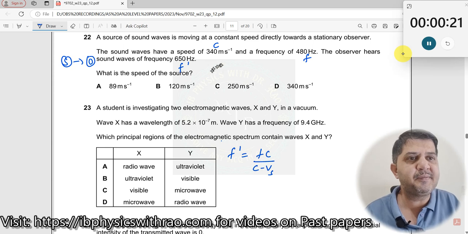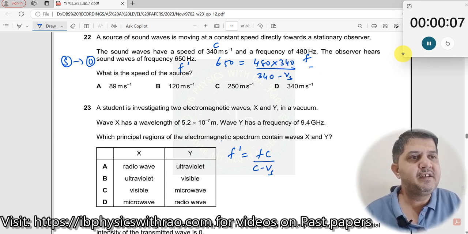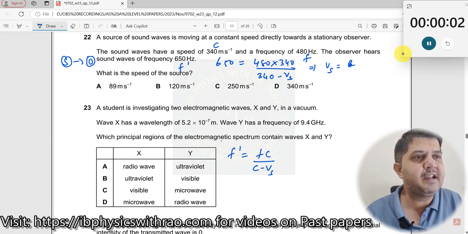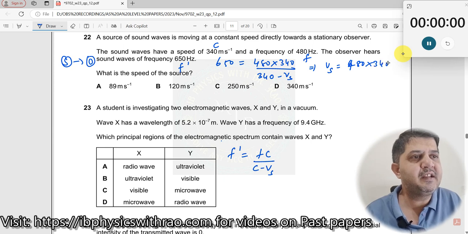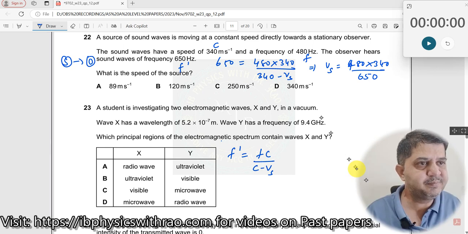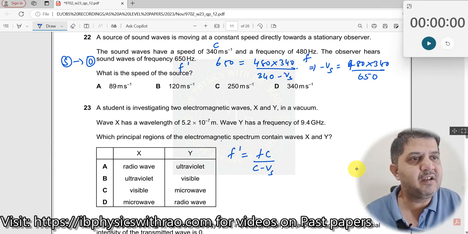Therefore, let me substitute all the values. So f dash, 650, is equal to f, which is 480, multiplied by 340 divided by 340 minus Vs. I need to find out Vs. So 340 minus Vs should be equal to 480 multiplied by 340 divided by 650. I'll take this in the next step.